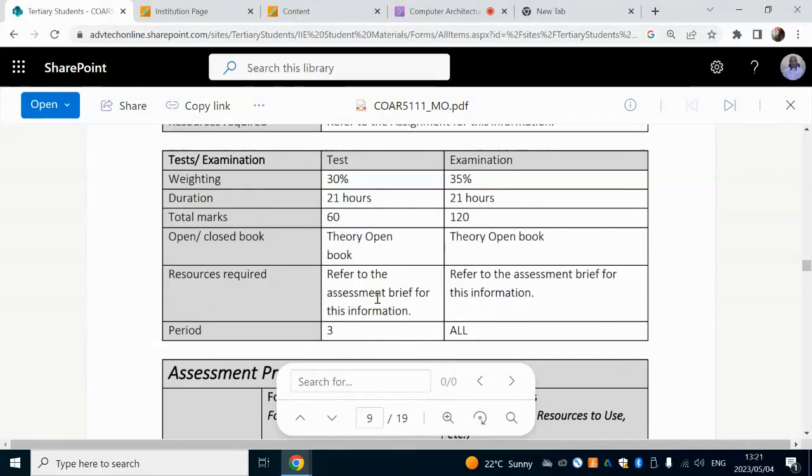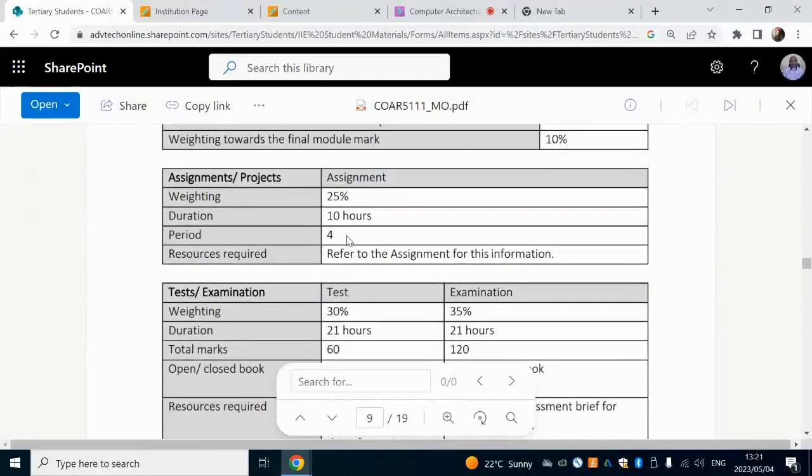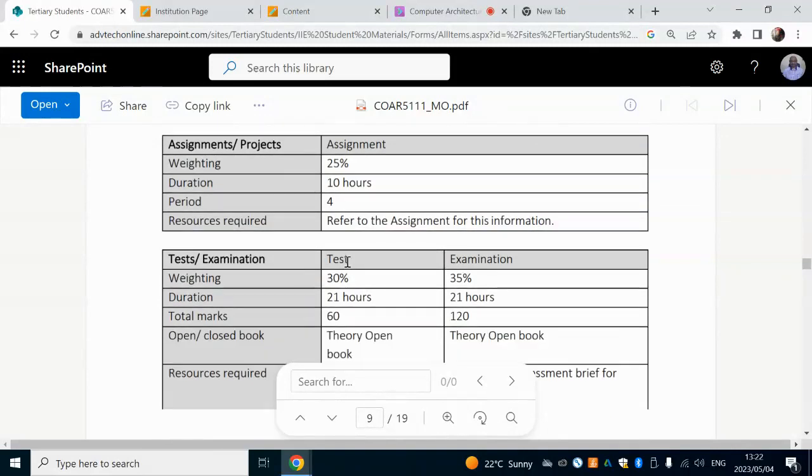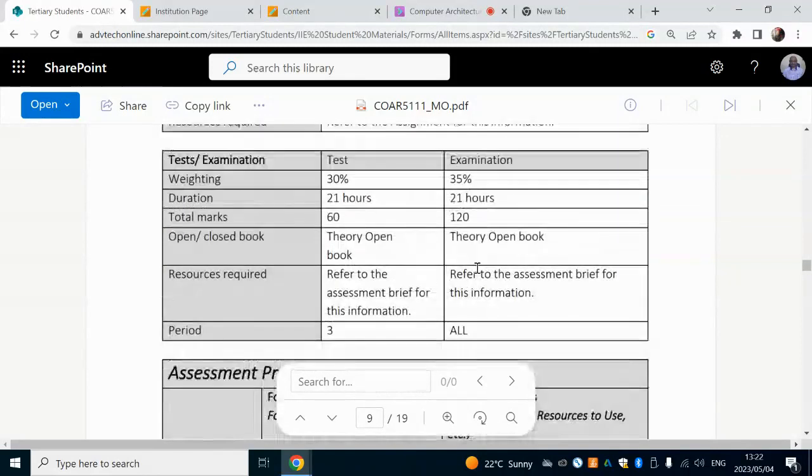Refer to the assessment brief. They haven't given us an assessment brief. Then period. It should be not period, it should be learning units here. So it's 3. Okay, so it's learning units 1 to 3. Your assignment was learning units 1 to 4. So the test covers 1 to 3, and then your examination covers all learning units.